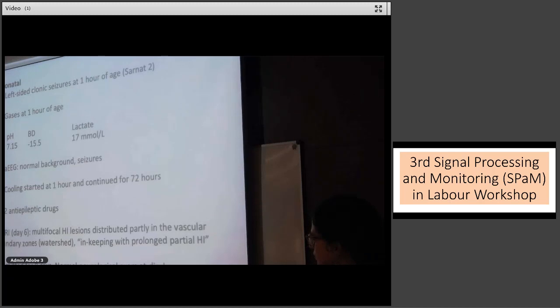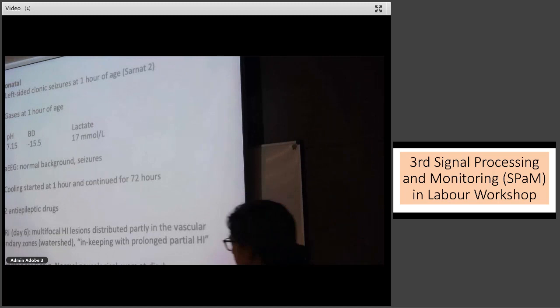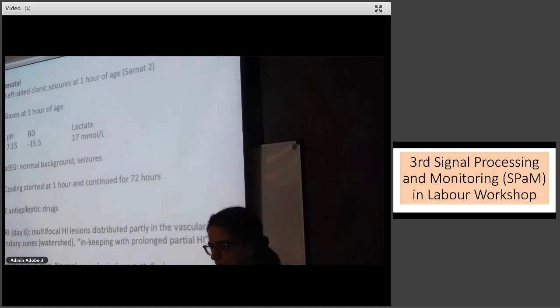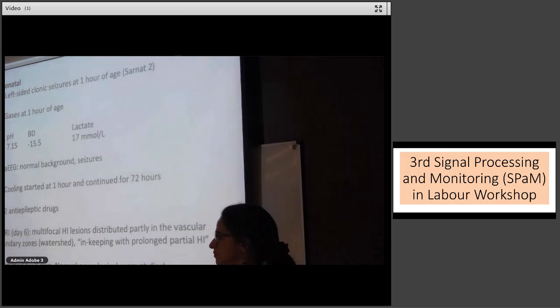And the MRI pattern showed multifocal hypoxic ischemic lesions, and the radiologist actually commented on the potential mechanism of injury with prolonged partial hypoxia ischemia. I think another etiology could be maybe multifocal stroke, given the early onset of seizures, but I'm open to questions and discussion.